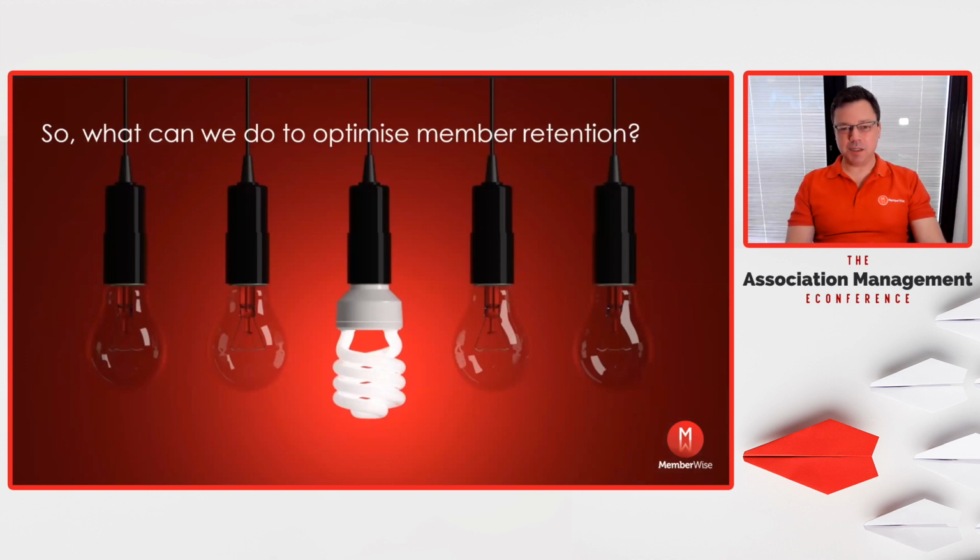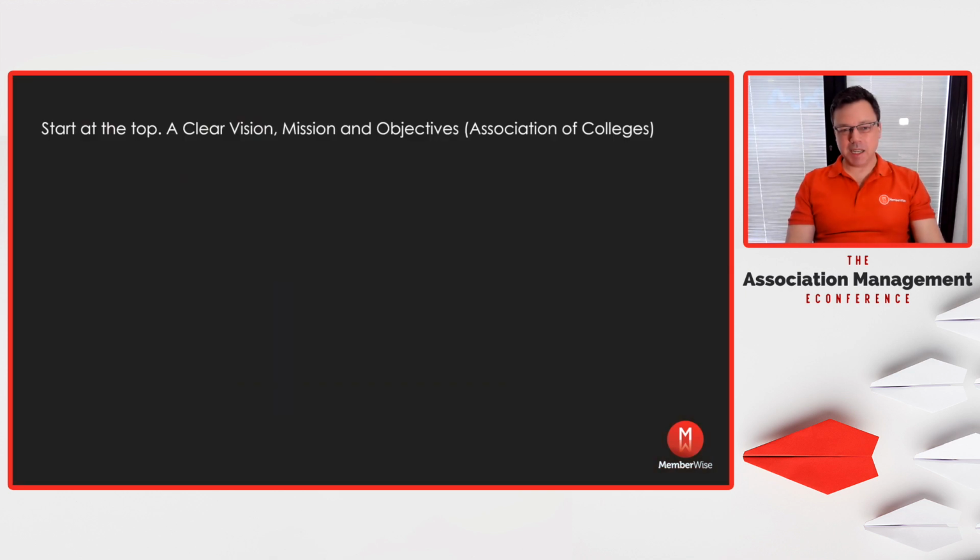I've got a few ideas for you here today. So basically start at the top. And this is where a number of membership organisations really just don't get this. Membership needs to be visible in your vision, mission, and objectives. And I've given an example here from the Association of Colleges.